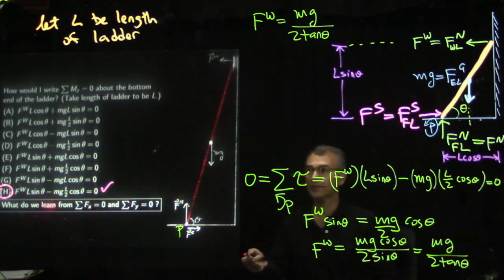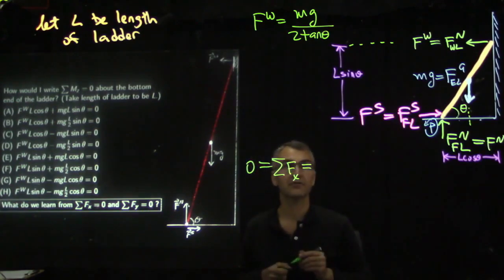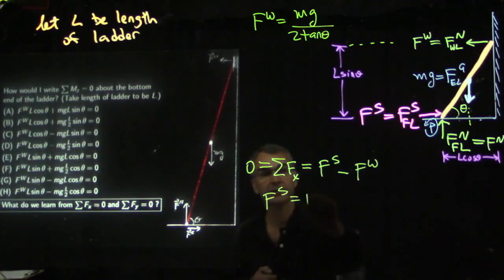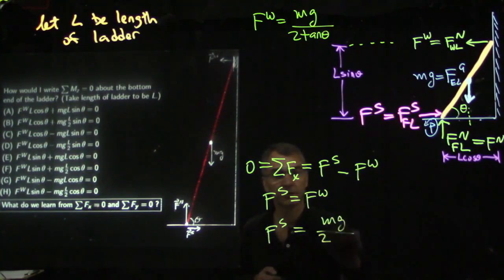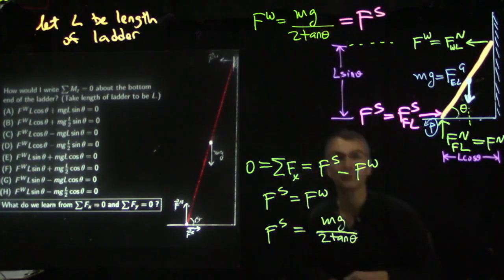The next thing to ask is, what do we learn by making the forces acting in the x direction add up to 0? And then what do we learn by making the forces acting in the y direction add up to 0? Let's start with the x forces. So 0 equals the sum of forces in the x direction. We'll do right minus left. That seems like F static to the right minus F wall to the left. That tells us that F static equals F wall. So F static also equals mg over 2 tan theta.